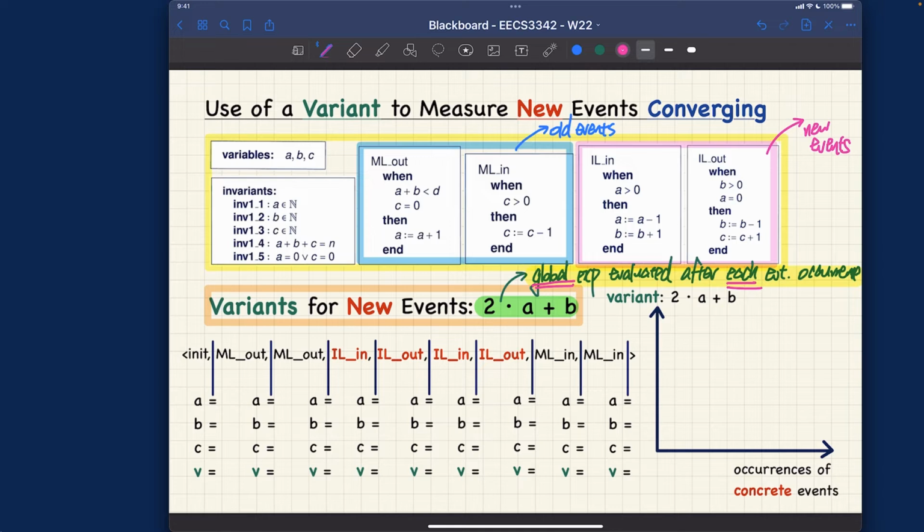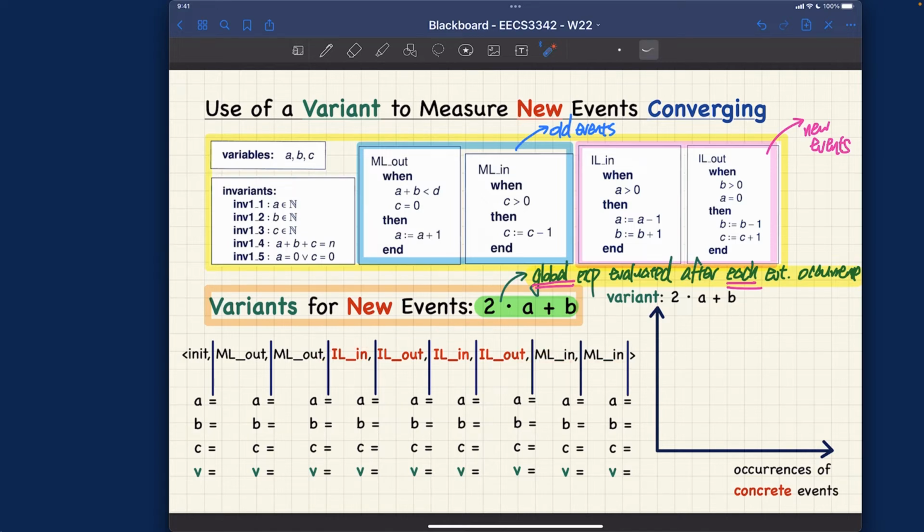Right? So let's now trace. I already got some trace over here for us to evaluate. Let me just set up the context so we can trace rather straightforwardly. This is a trace: inits followed by ML out, two old events, and then we got ML in, IL in, IL out, IL in, IL out, and somehow that variant can make sure that once we get to this point, we can no longer get IL in or IL out, the new events are no longer enabled. And then we must have some occurrences of ML in before we can go any further with the new events. That's the global picture we want to see.